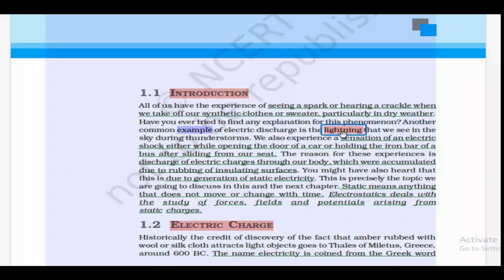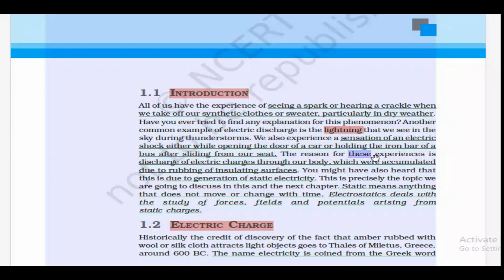Another common example of electric discharge is the lightning that we see in the sky during thunderstorms. We also experience a sensation of an electric shock either while opening the door of a car or holding the iron bar of a bus after sliding from our seat.